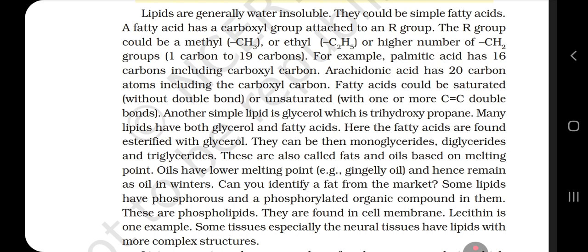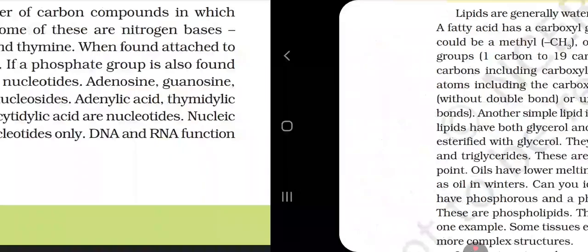Some lipids have phosphorus and a phosphorylated organic compound in them. These are phospholipids. They are found in the cell membrane. Lecithin is one example. Some tissues, especially the neural tissues, have lipids in more complex structures.